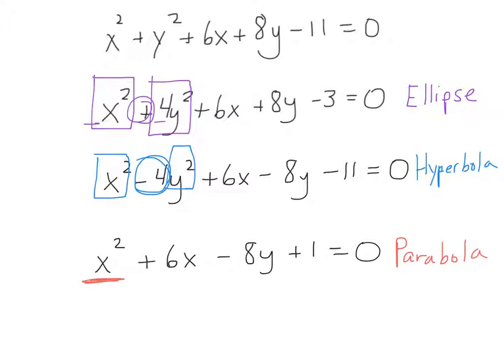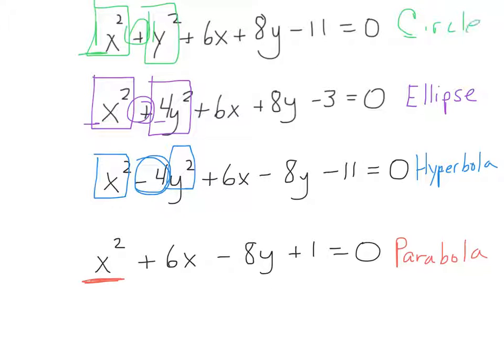Last but not least, I have this top one. I look at the squareds. There's an addition between them, and my coefficient on both of them are 1. Now, I don't know how far I'm going to move, but the fact that they're the same means I'm going to end up moving the same distance. Since I move the same distance, that is a circle.